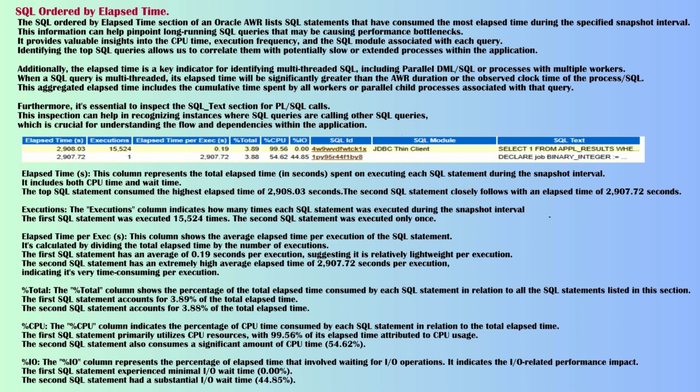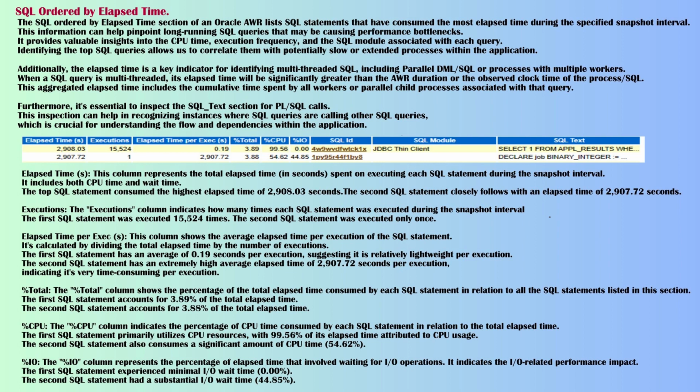The SQL ordered by elapsed time section of an Oracle AWR lists SQL statements that have consumed the most elapsed time during the specified snapshot interval. This information can help pinpoint long-running SQL queries that may be causing performance bottlenecks. It provides valuable insights into the CPU time, execution frequency, and the SQL module associated with each query. Identifying the top SQL queries allows us to correlate them with potentially slow or extended processes within the application.